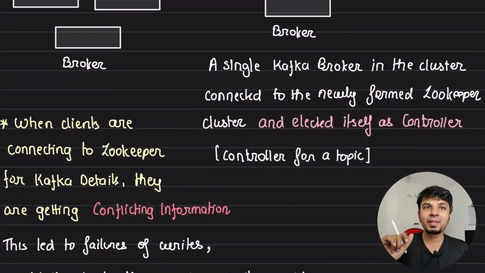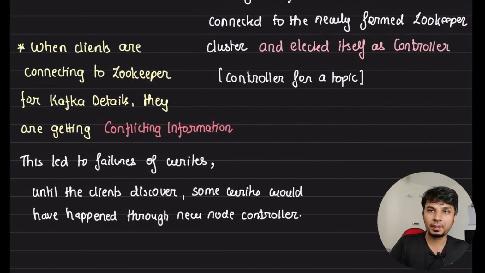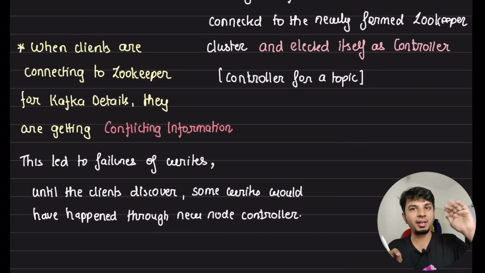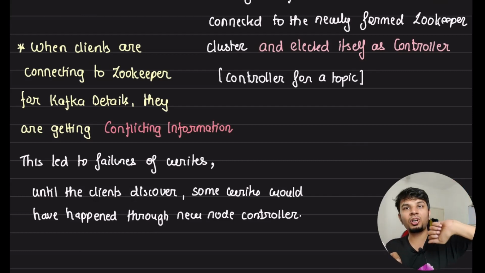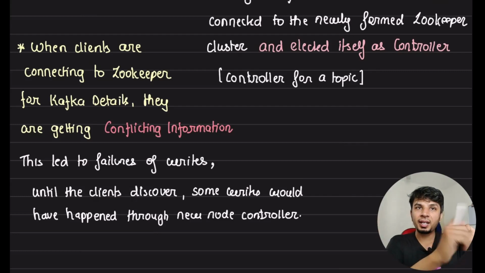Now what would happen? Clients connect to Zookeeper to get information. Whenever a write needs to happen to Kafka, you have to talk to Zookeeper to get the information on where to write, to which node you want to write, right? So when they connect to Zookeeper, they are getting conflicting information. It would require some time for the client to discover that they are getting a conflicting state of information as part of the response from Zookeeper.